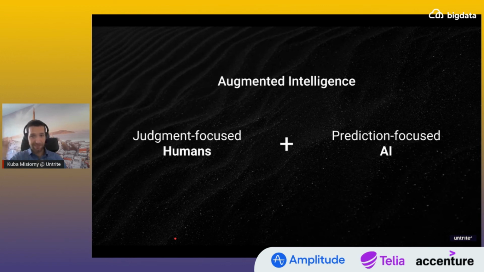So the ideal, happiest combination is this advanced technology that takes care of these mundane, boring tasks, so a prediction-focused AI, and people that can use it to augment their problem solving and creativity.